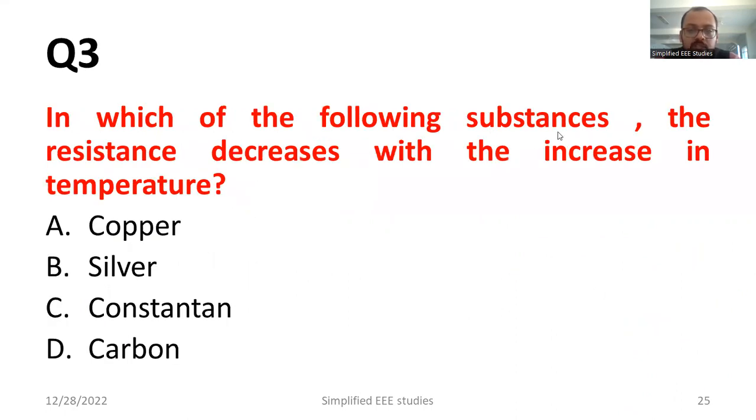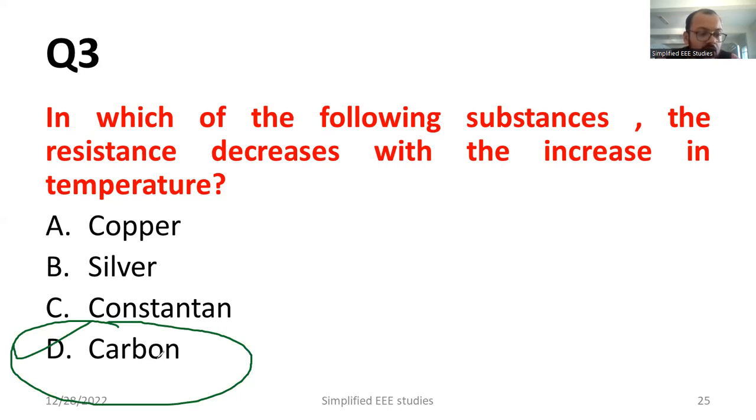In which of the following substances does the resistance decrease with the increase in temperature? There are two types of material. One is positive temperature coefficient of material, another is negative temperature coefficient of material. In case of positive temperature coefficient, as the temperature increases, resistance also increases. Both are directly proportional. But in case of negative temperature coefficient of material, like semiconductor material, as the temperature is high, the value of resistance comes down. Here we can see copper, silver, constantan and all are positive temperature coefficient of material, whereas carbon is negative temperature coefficient of material. So please select option D. Option D is the right answer. I think it's clear to everybody.